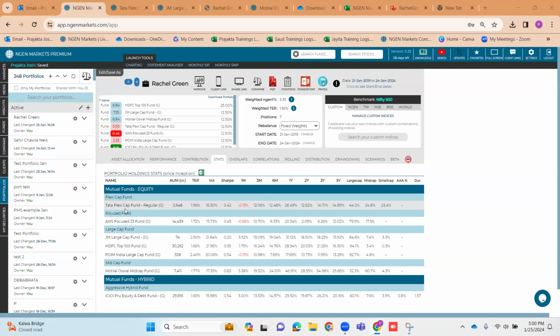Yeah, we can try to put the category averages here, because the problem is Tata Flexi Cap will have one benchmark and some other Flexi Cap will have another benchmark. So putting those comparisons on the same page is, in our opinion, wrong, because you're saying one Flexi Cap has one benchmark and the other Flexi Cap has some other benchmark.